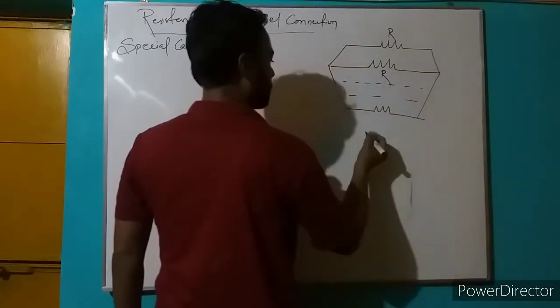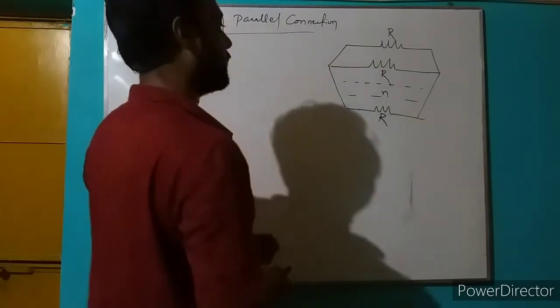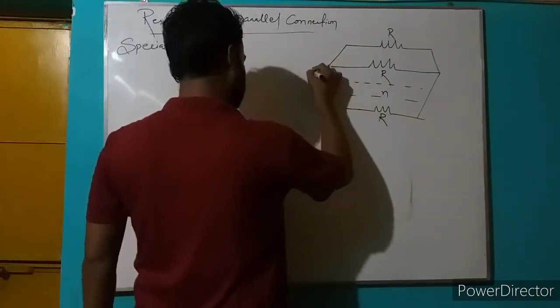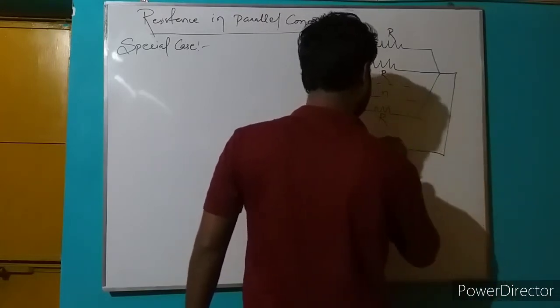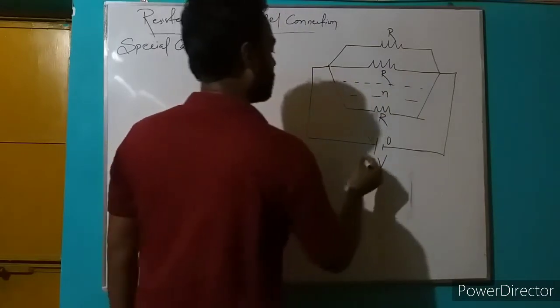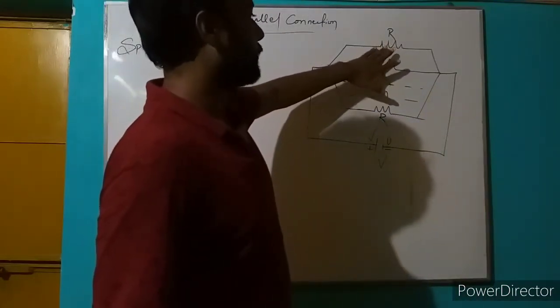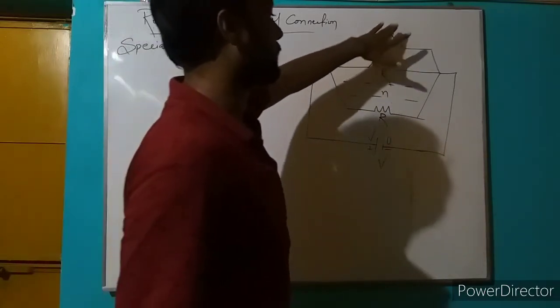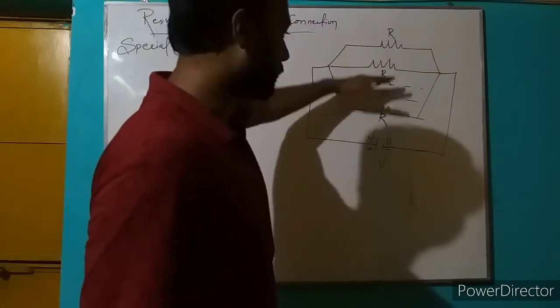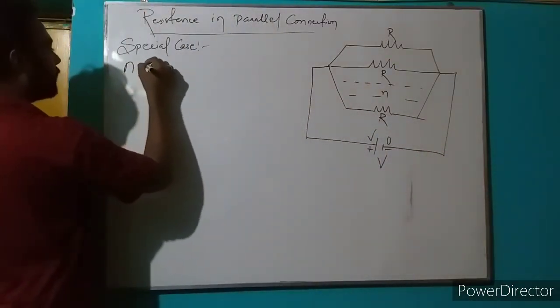Okay, there are n number of resistors whose resistances are also R, and they are connected to a cell whose potential difference is V volts. Plus, minus. Here the n number of resistors are connected in parallel, whose resistances remain the same. Clear?